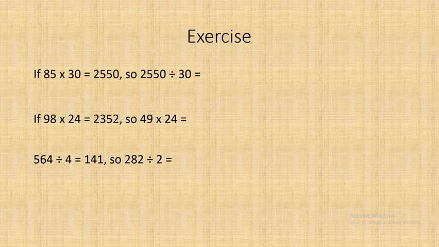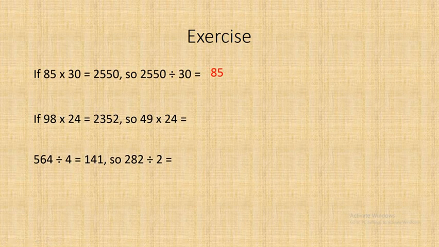Okay, so if we have here 85 times 30 equals 2,550, what will we have after we divide 2,550 by 30? It's going to be the third number, which is 85. It's very easy, but let me play with you. Here, 98 times 24 equals 2,352. So here he's asking about 49 times 24 equals what?